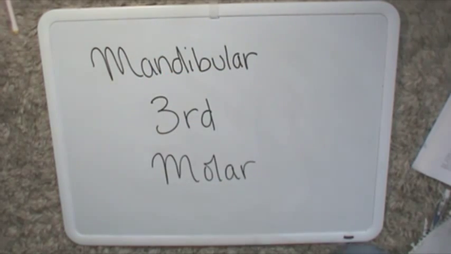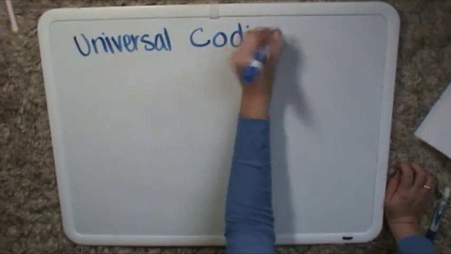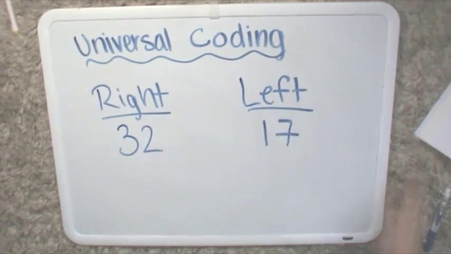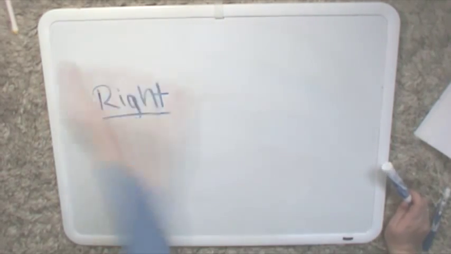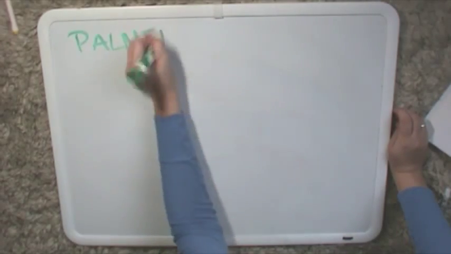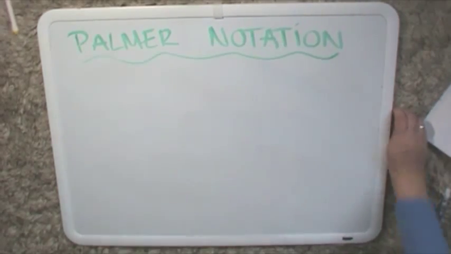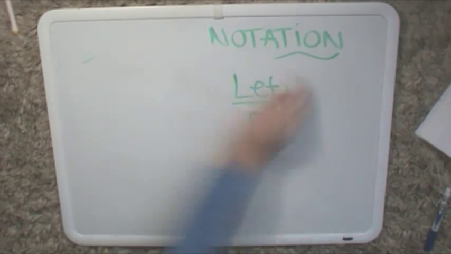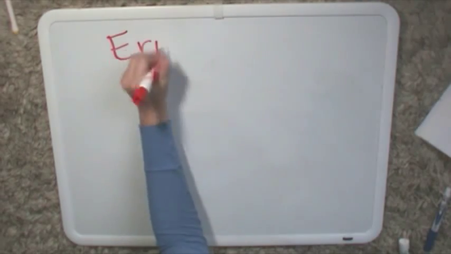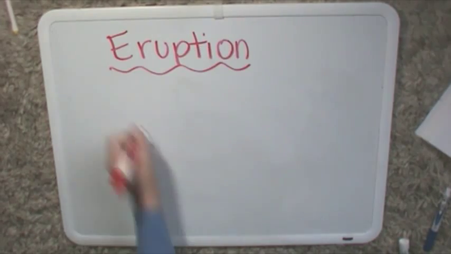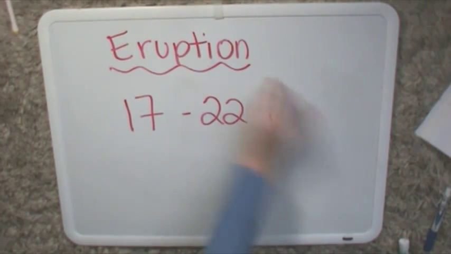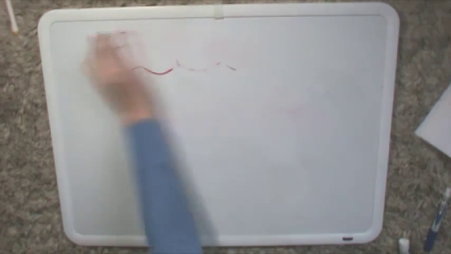The mandibular third molars. The universal coding for the right is 32 and for the left is 17. Palmer notation is 8 and 8. The teeth will erupt between 17 and 22 years. However, it is common for them to be congenitally missing or impacted.